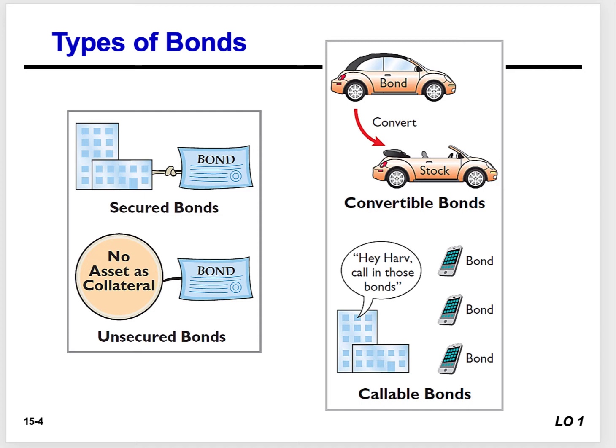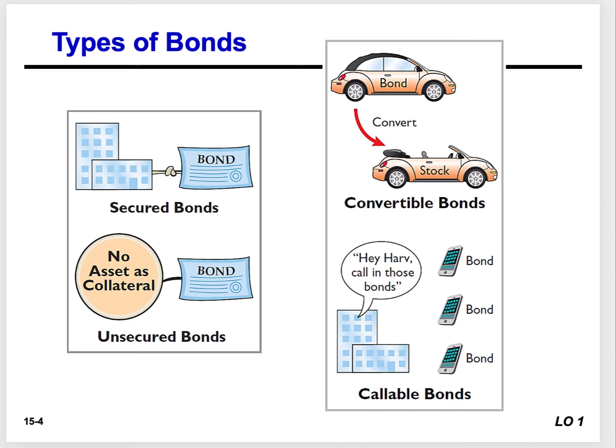Unsecured bonds. An unsecured bond does not have an asset pledged as collateral. So an unsecured bond has no collateral. Why would somebody want to lend a company money that isn't secured by an asset? That security is kind of like the safety net.